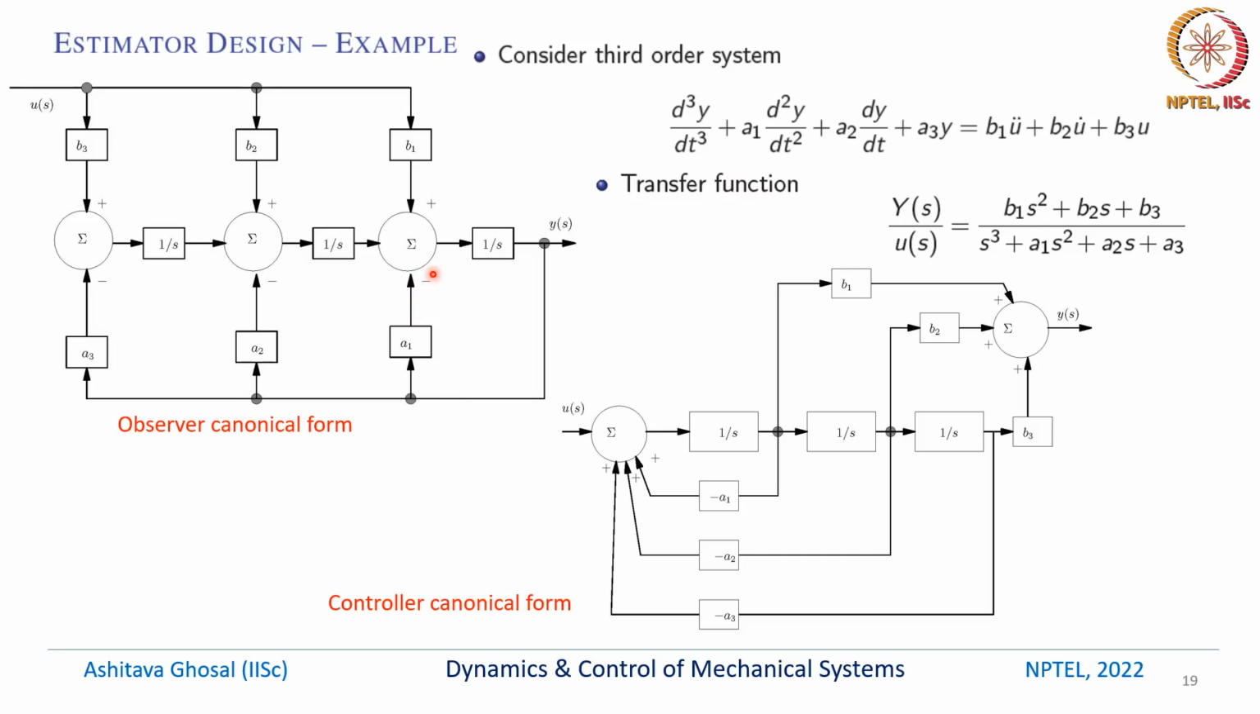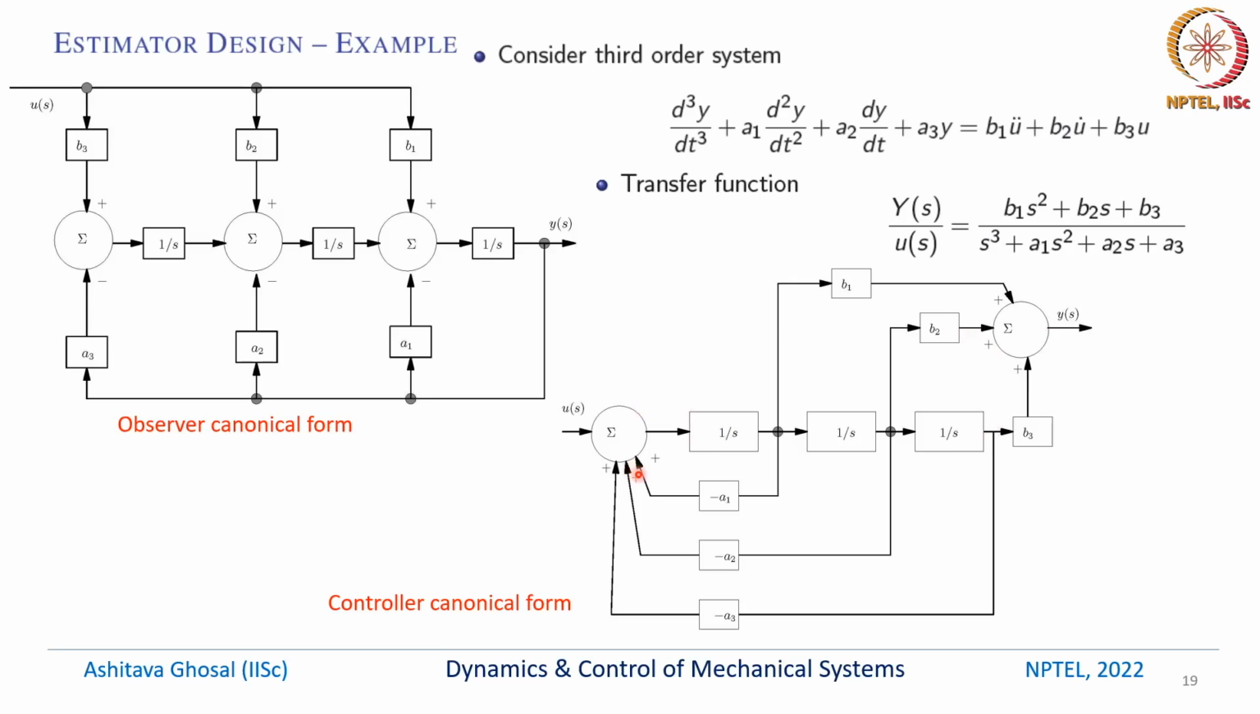So let us look at the estimator design example. Let us go back and consider the third order system that we had, which is d3y by dt cubed plus a1 y double dot plus a2 y dot plus a3 y is equal to b1 u double dot plus b2 u dot plus b3 u, and we had obtained this transfer function Y(s) by U(s) is b1 s square plus b2 s plus b3, and the denominator is s cube plus a1 s square plus a2 s plus a3.